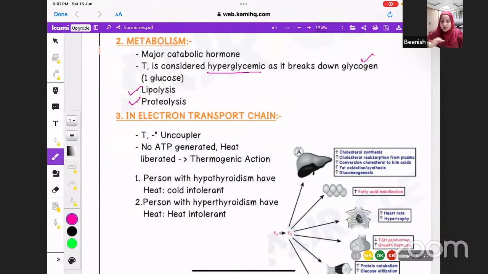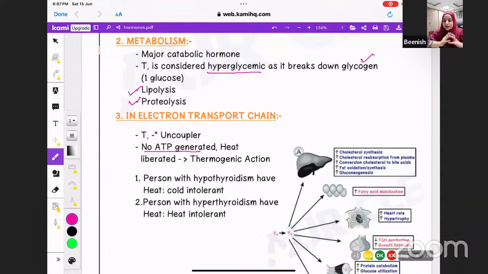Uncouplers are those substances which cause holes in the inner mitochondrial membrane. So the proton gradient is going to be dissipated. What is happening? There is no phosphorylation taking place. No ATP is being generated. We all know that the electron transport chain is the coupling of oxidation with phosphorylation.